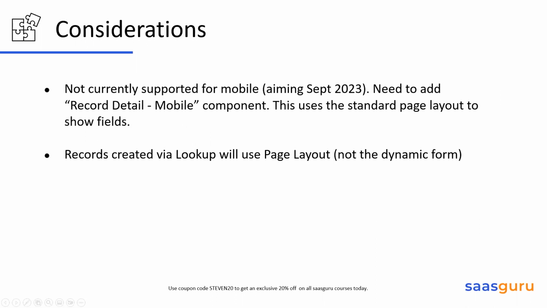So just a couple of considerations about it. It's not currently supported for mobile, but Salesforce has said they're aiming for September 2023. So what's that, another 7 months from now? At the moment, and I'll show this later as well, we've got this record detail mobile component, and this will just use whatever your standard page layout is. So at the moment, you can't completely ignore page layouts if your organization uses mobile. If they don't use mobile, then you can probably start ignoring page layouts.